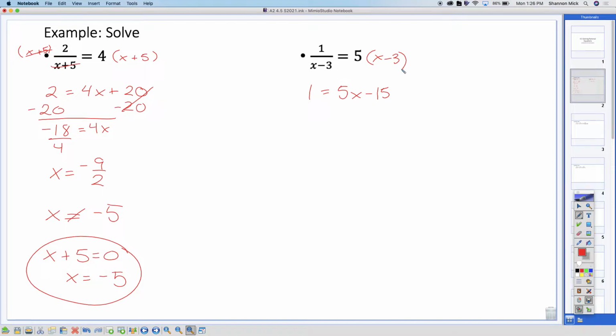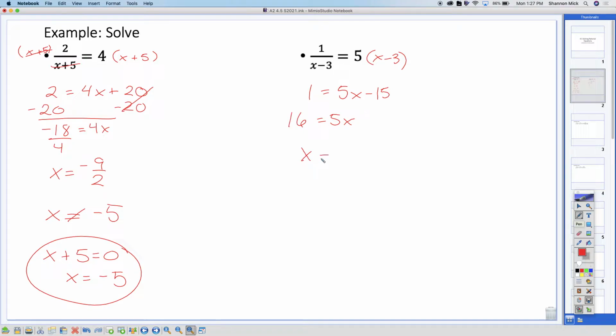Okay, so you got 1 equals 5x minus 15. Then you add 15, then divide by 5. It'd be 16. Okay, 15 plus 1. Oh, I multiplied. Don't do that. Anybody else multiply? No. I'm the only one that made that mistake? Yes, in the world, probably. And don't make it again.